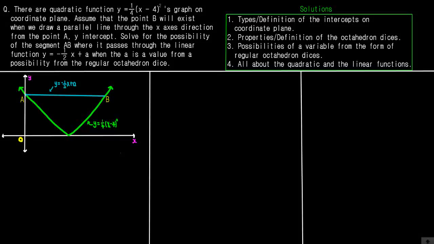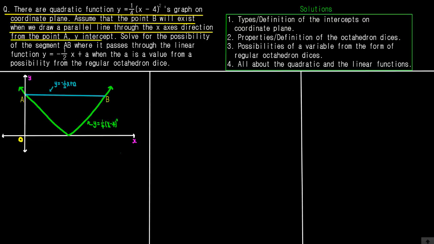So in this video, I'm going to talk about another most important advanced SAT quadratic function problem. The question is, there is a quadratic function y is equal to 1/4 times (x minus 4) squared graphed on the coordinate plane. Let's assume that the point B will exist when we draw a parallel line in the x-axis direction from the point A, which is the y-intercept.